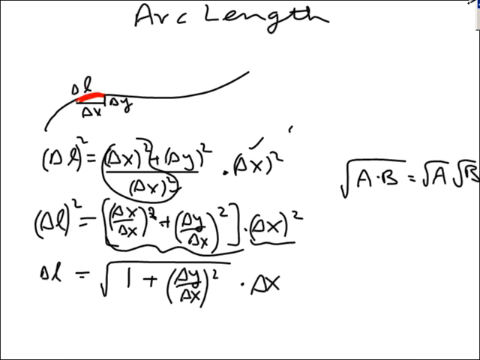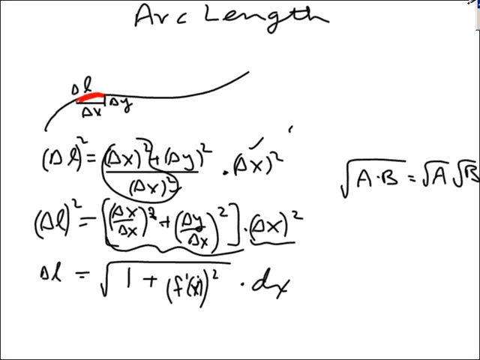Now, in the limit, delta y over delta x just becomes dy dx, also known as f prime of x. And in the limit, delta x becomes dx.